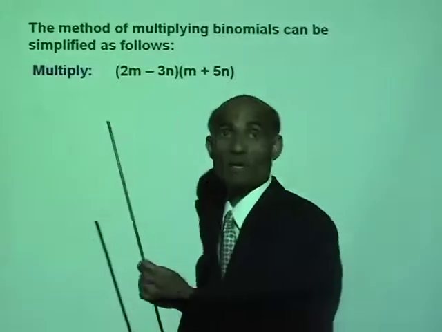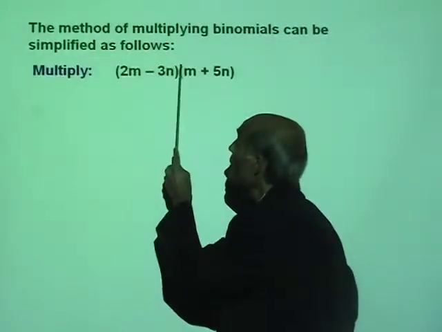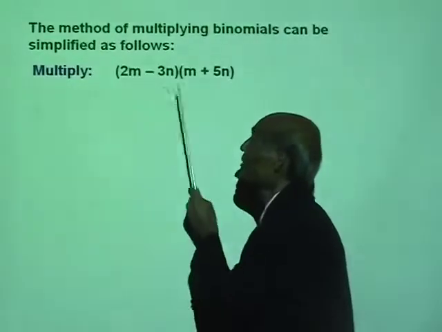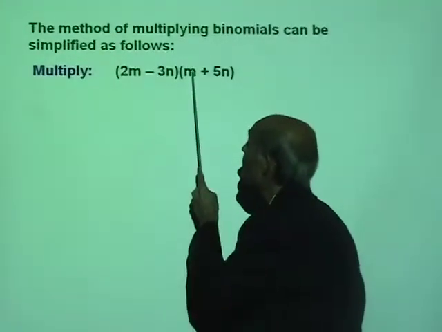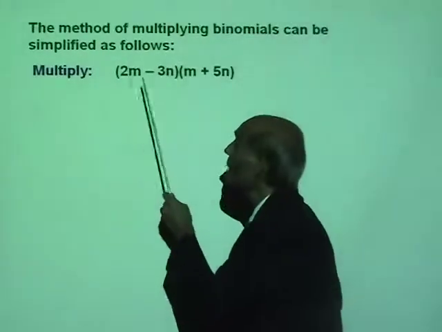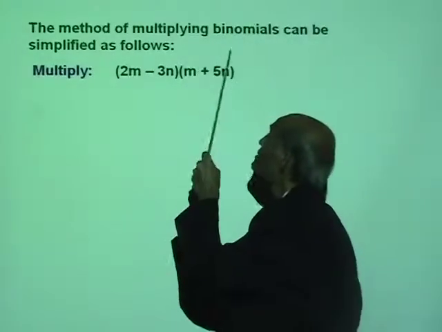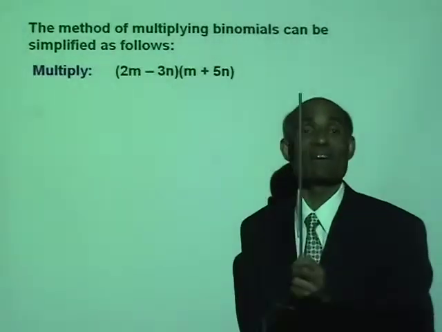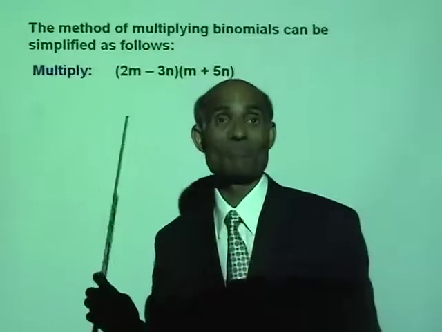Now remember, the method is multiply this 2m with this binomial. With the binomial means multiply this 2m with each of the terms in here. Then multiply this negative 3n with each of the terms in there. You see? Once you can do that, it'll become very simple.